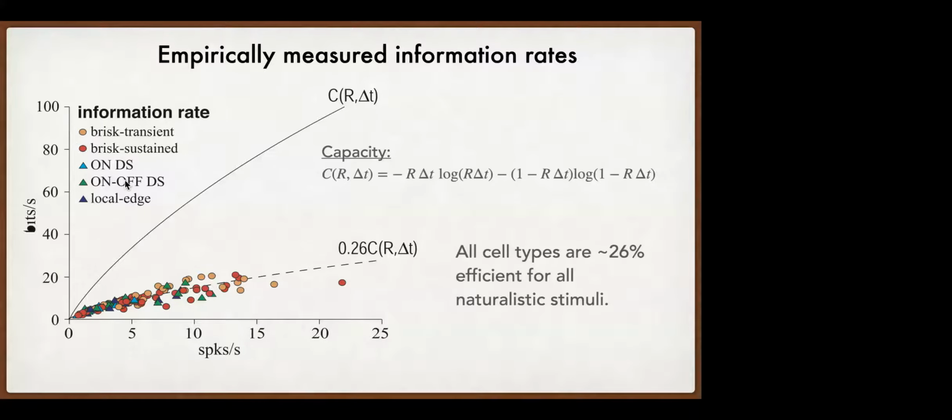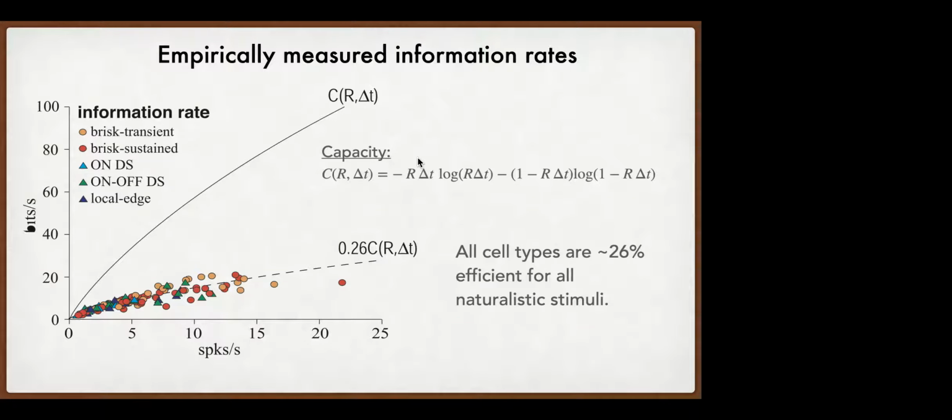So here are many different kinds of neural types in the output layer of the retina. These are all retinal ganglion cells. They respond to different things. These first two cell types, the brisk transient and brisk sustained, respond to bright and dark spots. The direction selective cells respond to motion of small objects from left to right, up to down, different kinds of directional motions. So there are many different cell types here. So here's what's being shown. This curve C of R and delta T is the capacity of the neuron.